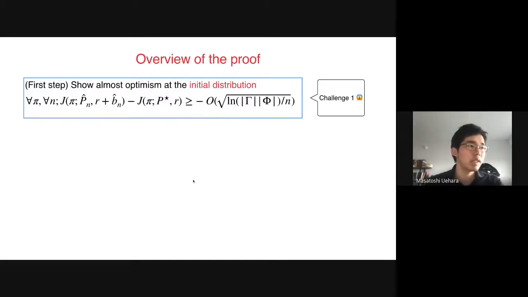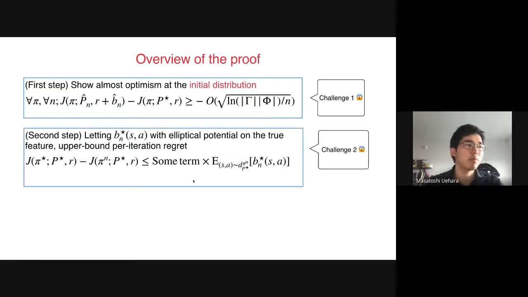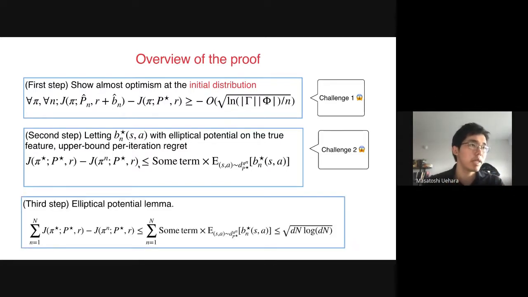Here's an overview of our proof. It consists of three steps. The first step is showing almost optimism at the initial distribution. And that's challenging because we don't have a pointwise error guarantee. The second step is, using the bonus and the elliptical potential on the true features, we want to upper bound the per-iteration regret. Recall that pi n is the policy at iteration n. That's also challenging because features are always changing at every episode. The third step is the elliptical potential lemma. This means that I'm just summing up the per-iteration regrets over the whole episodes. And then we can upper bound the sum of per-iteration regrets with just square root n.